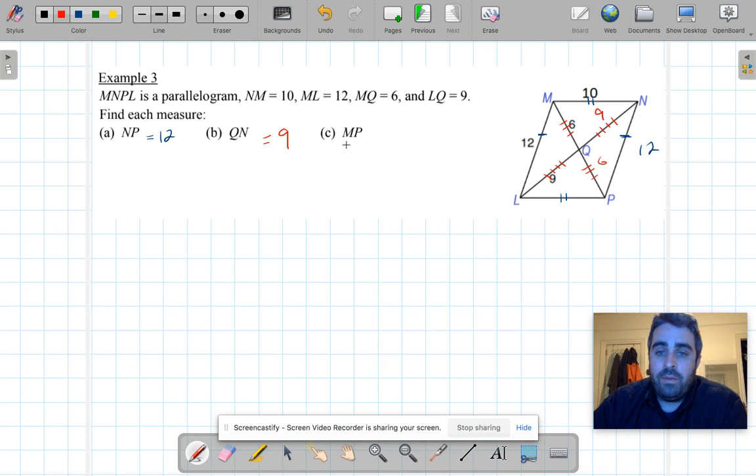And lastly, we're asked for the length of MP. Well, MP is this whole entire piece, right? So this whole thing. Well, I know that MQ is 6. I know that QP is 6. So the sum of 6 and 6 is 12. So MP is 12.